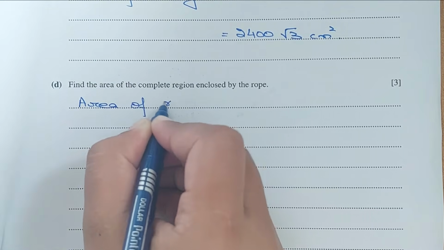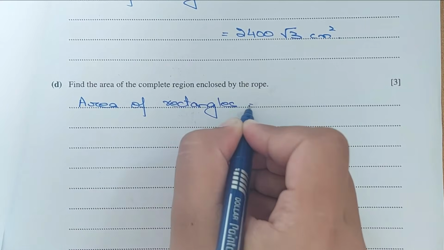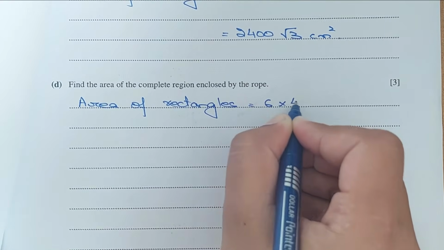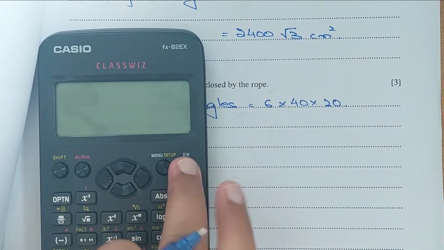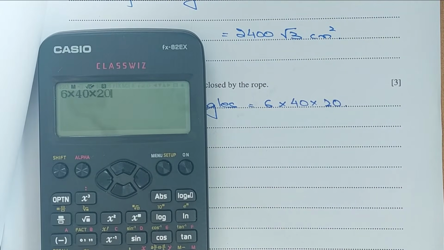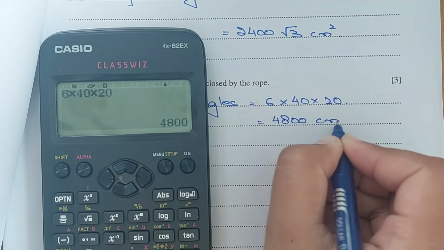Area of rectangles. There are 6 rectangles. Length is 40 and the width is 20. Right. So 6 times 40 times 20, which is 4800 centimeter square.